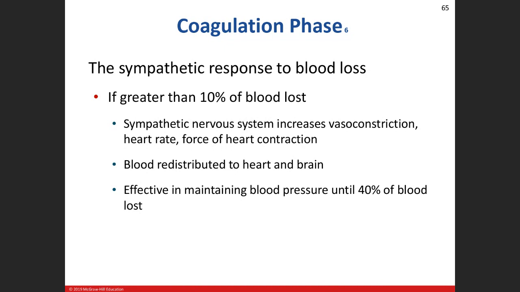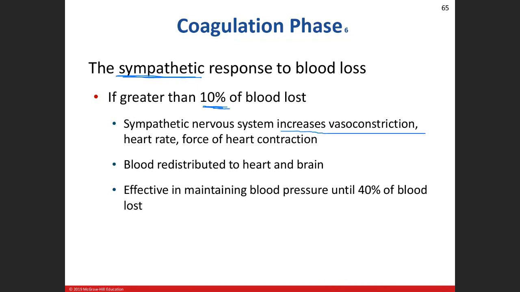But what happens if you cut something a little bit bigger, like an artery? Like an artery in your wrist or in your leg. Car accident or whatnot. If the amount of blood that you lose gets close to 10% of your overall blood volume, then we're going to jump into action with our sympathetic nervous system, our fight or flight. So the sympathetic nervous system gets involved, and the first thing it does is, on a large scale, increase vasoconstriction.